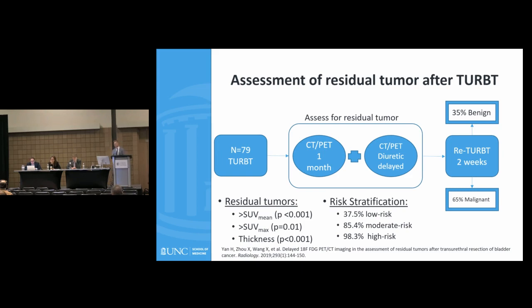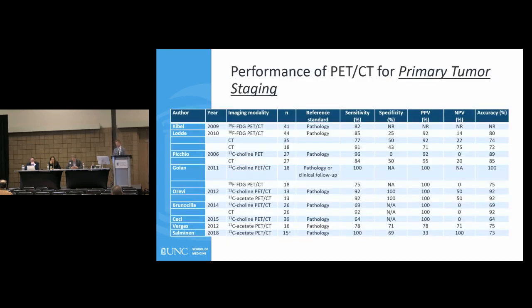Was that actually a benign inflammatory process, or was that malignancy? What they found in doing this is they could assess the standard uptake value of the PET to allow for a risk stratification. Not only the uptake mean, but also the maximum and the bladder wall thickness allowed for a risk stratification scheme that they could counsel patients on. Those with high risk clearly need repeat resection. Lower risk patients may be able to avoid repeat TUR.